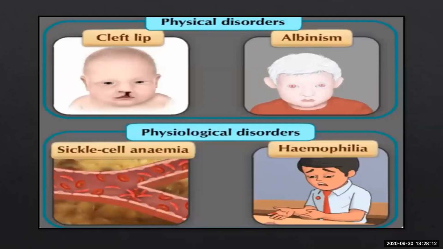Some of the examples of genetic disorders are cleft lip. You can see in this picture how the lips of this child are split. In the second picture, you can see albinism. Then there are physiological disorders like sickle cell anemia and hemophilia. So these are the examples of genetic disorders: cleft lip, albinism, sickle cell anemia, and hemophilia.